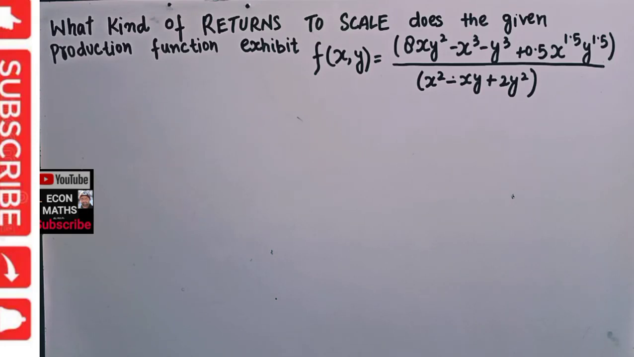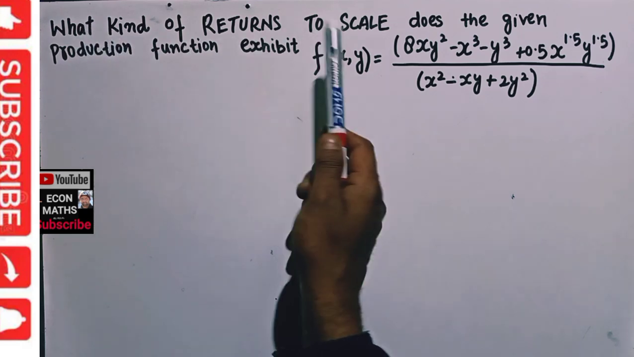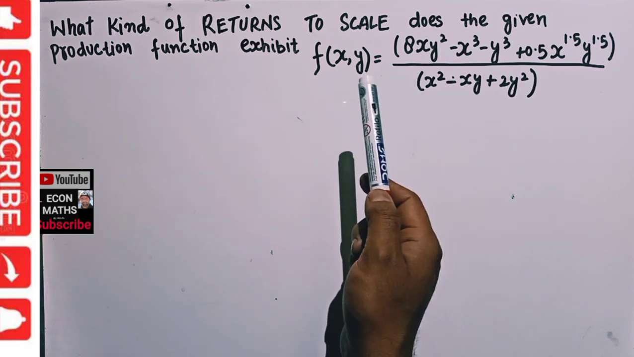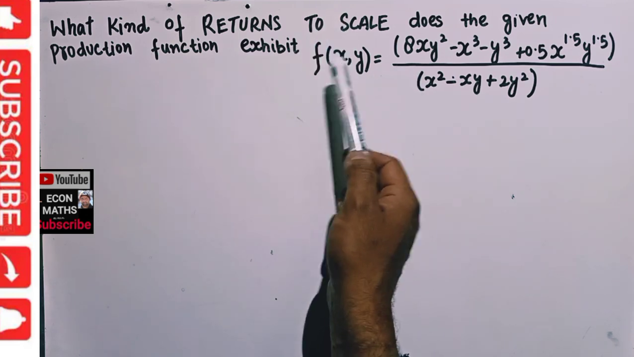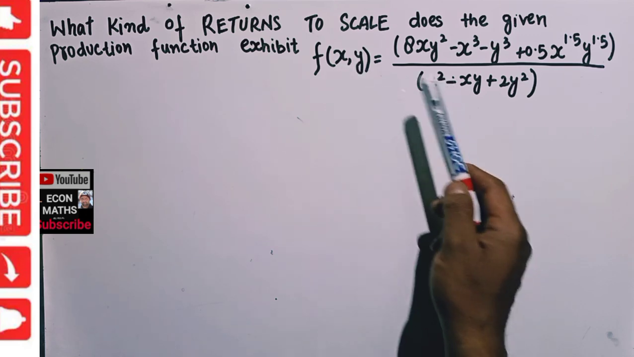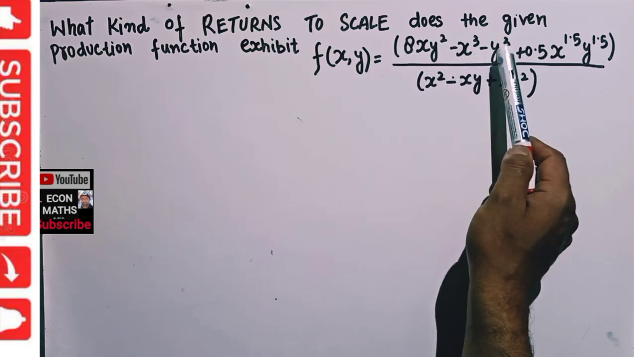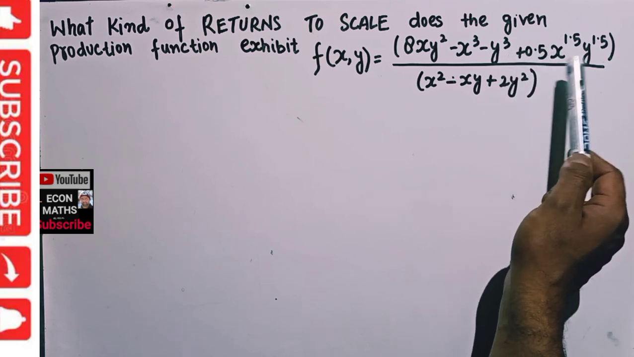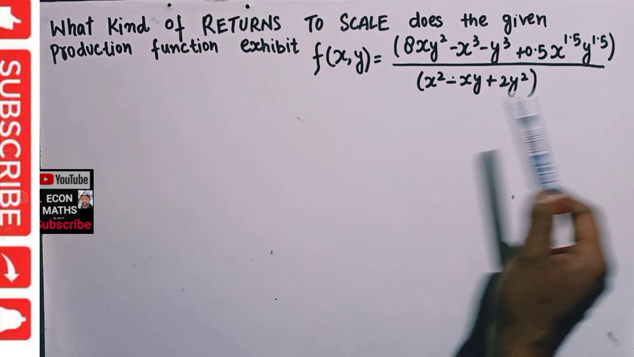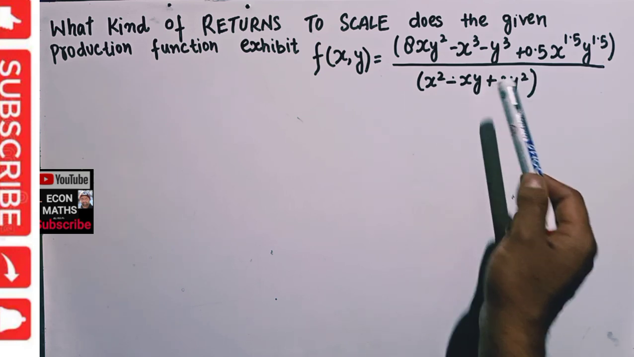In this video, we will solve a problem on how to find the returns to scale of a given production function. The question is, what kind of returns to scale does the given production function exhibit? We have a production function f(x,y), that means production is a function of two inputs x and y, that is equal to 8xy squared minus x cubed minus y cubed plus 0.5 x raised to the power 1.5 times y raised to the power 1.5, divided by x squared minus xy plus twice y squared.